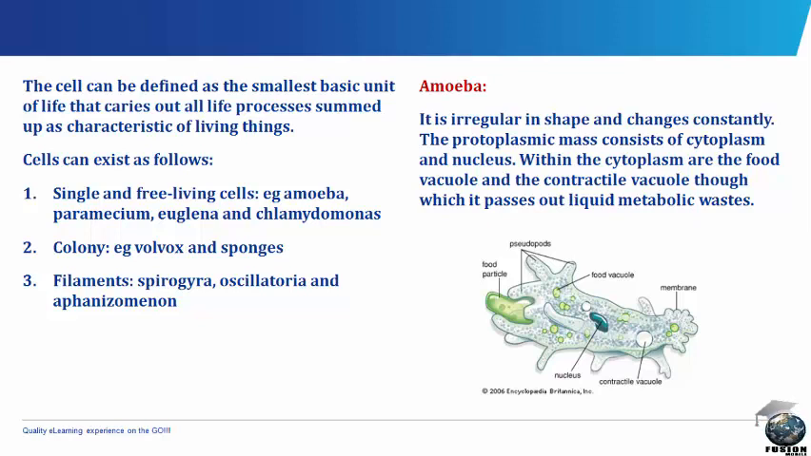Amoeba. It is irregular in shape and changes constantly. The protoplasmic mass consists of cytoplasm and nucleus. Within the cytoplasm are the food vacuole and the contractile vacuole, through which it passes out liquid metabolic wastes.